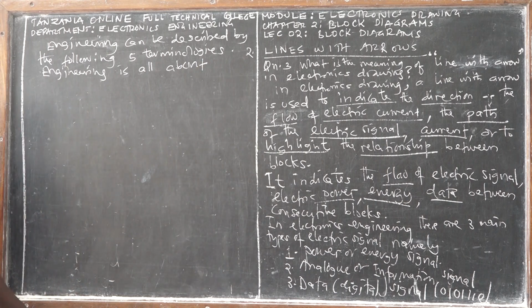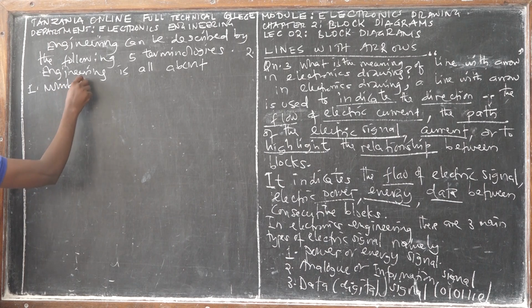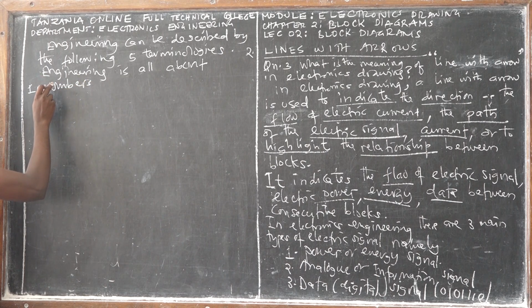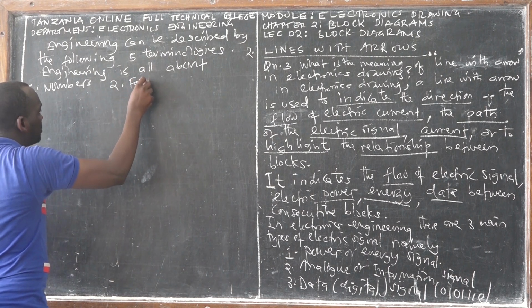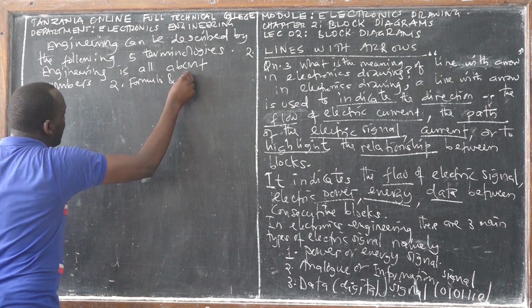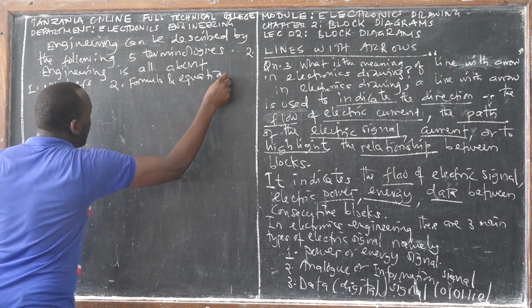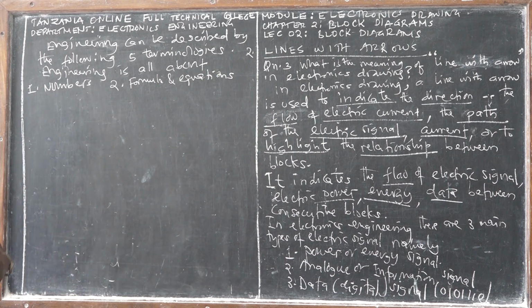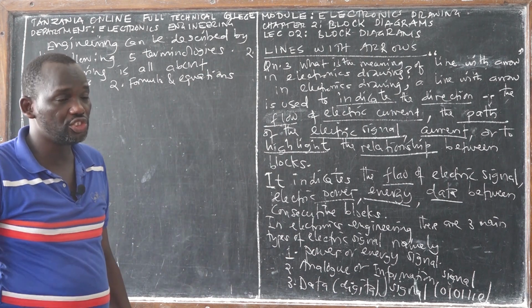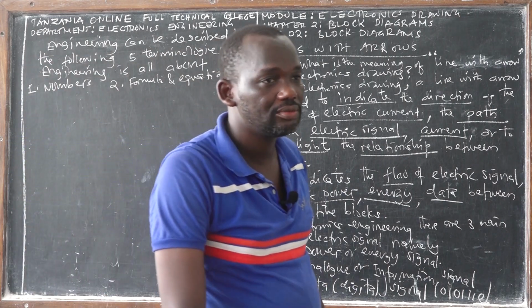About the following. Engineering is all about numbers. Say numbers. Whenever you want to talk about engineering, you present or communicate your information by using numbers. And then engineering is all about formula and equations. So whenever you want to communicate an engineering message, think about the formula that might be used and the equations that might be used.